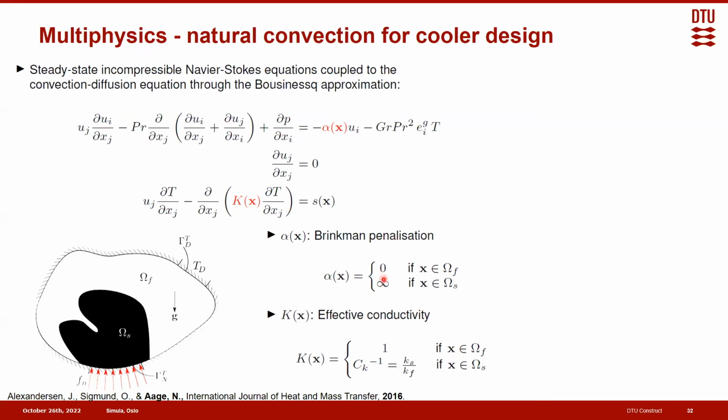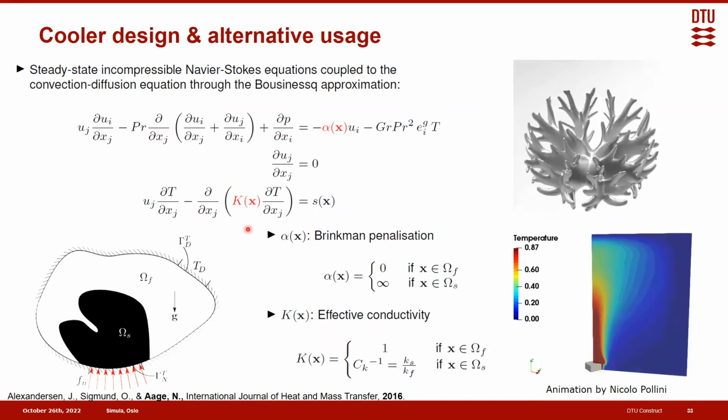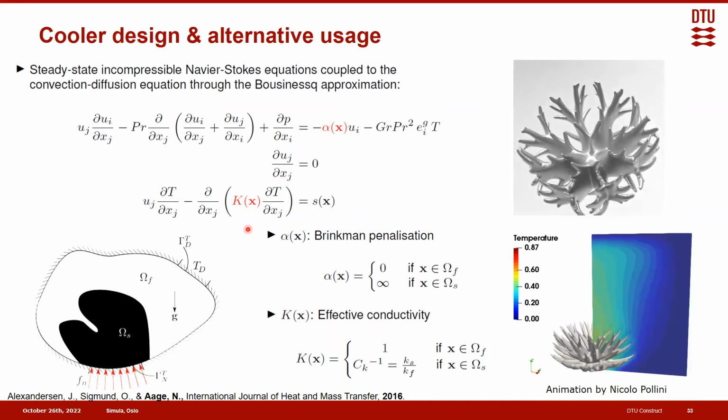It's just 0 to infinity. Of course, you cannot work with that in numerics. You do something different, like ramp type interpolation, and the same for the effective conductivity. So we have these two material interpolations. And this is an example of a design.